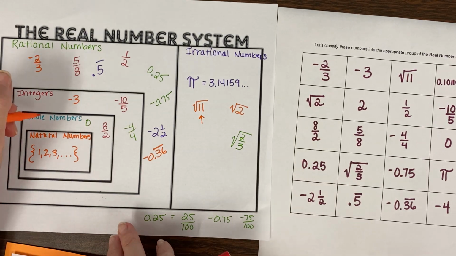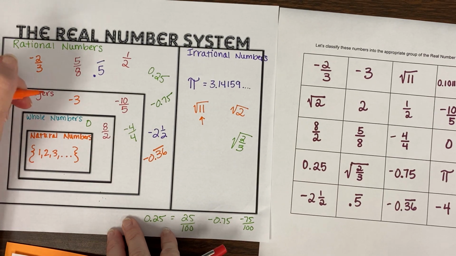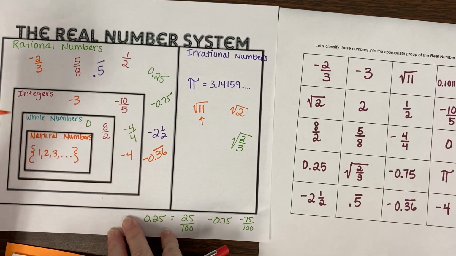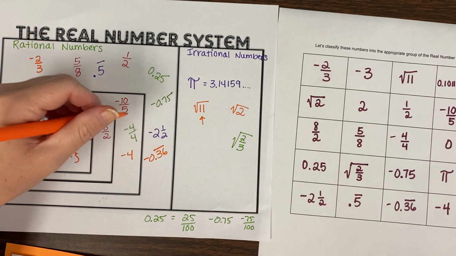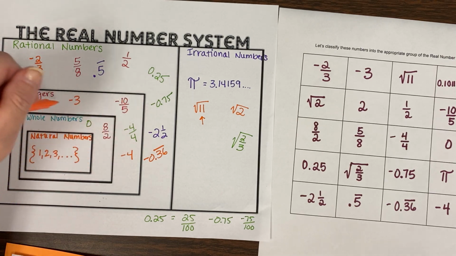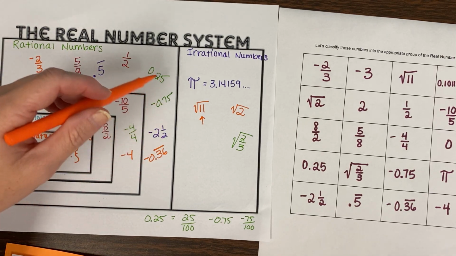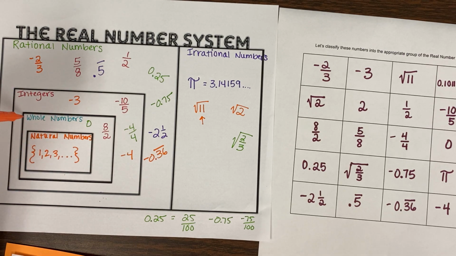Negative 4 is an integer. Oh, sorry, I said whole number. 4 is a whole number, but once you pull in the negatives, anything with a negative has to either be in the integers or it might be in the rational numbers. It will not be in the whole numbers, and it will not be in the natural numbers. Whole numbers are positive, including 0. Natural numbers are all the positive whole numbers, not including 0.